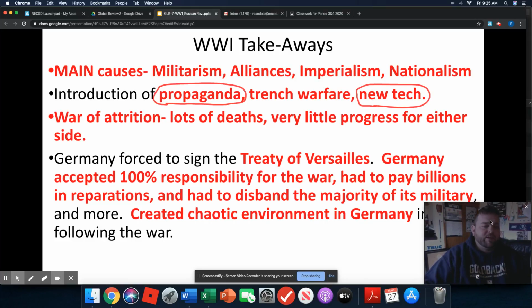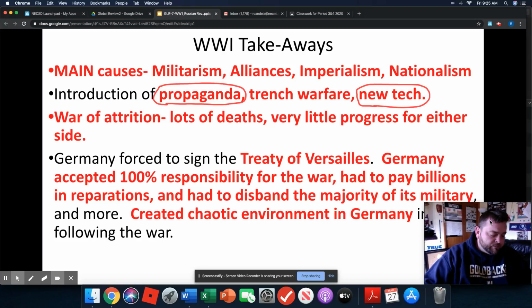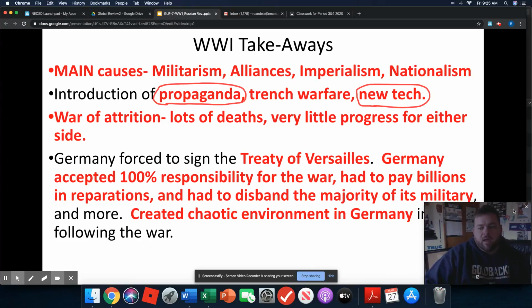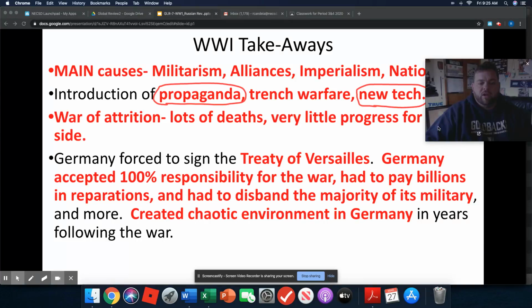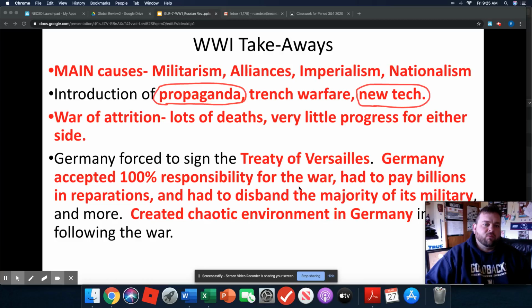They're giving up territories both at home in continental Europe. Sections of territory that used to belong to Germany are being taken from them, and they're also going to lose some colonies also. So this kind of creates a chaotic environment in Germany, and we will go over that some more as we move forward.